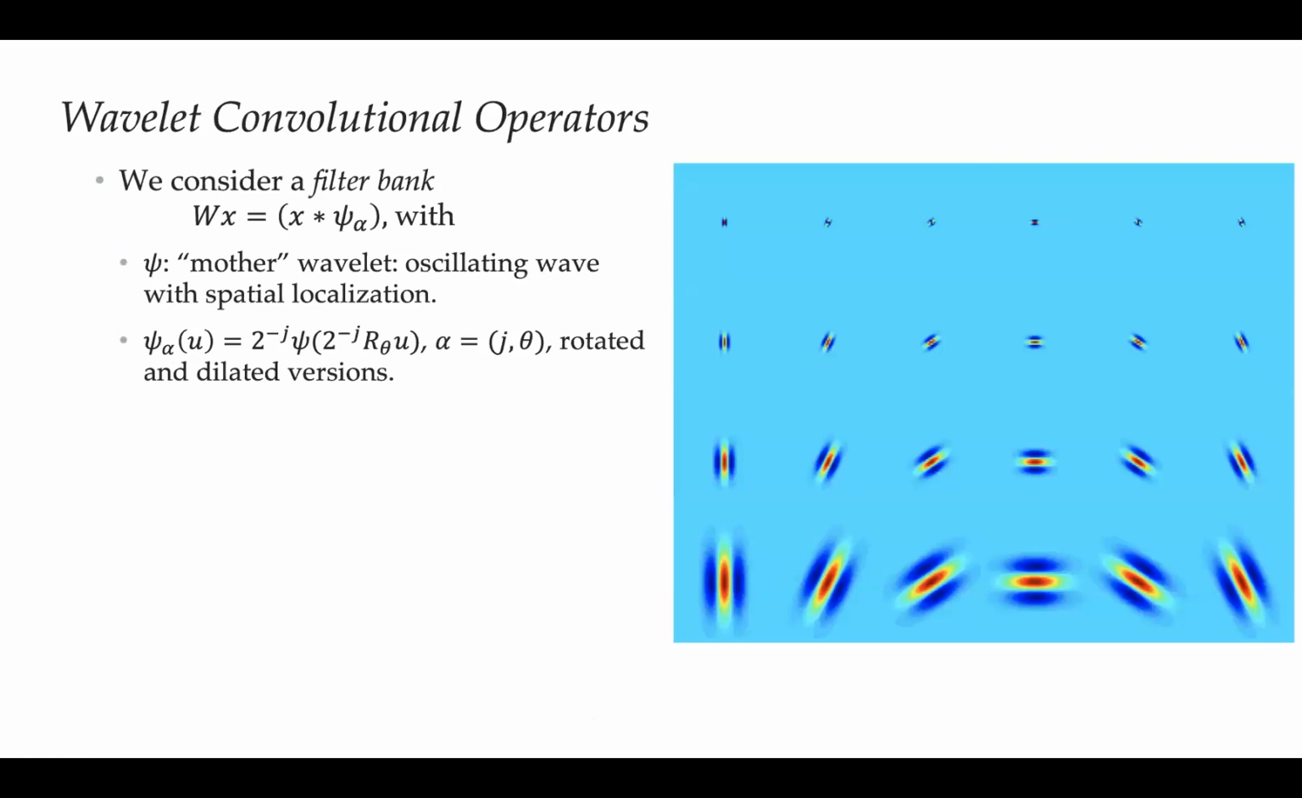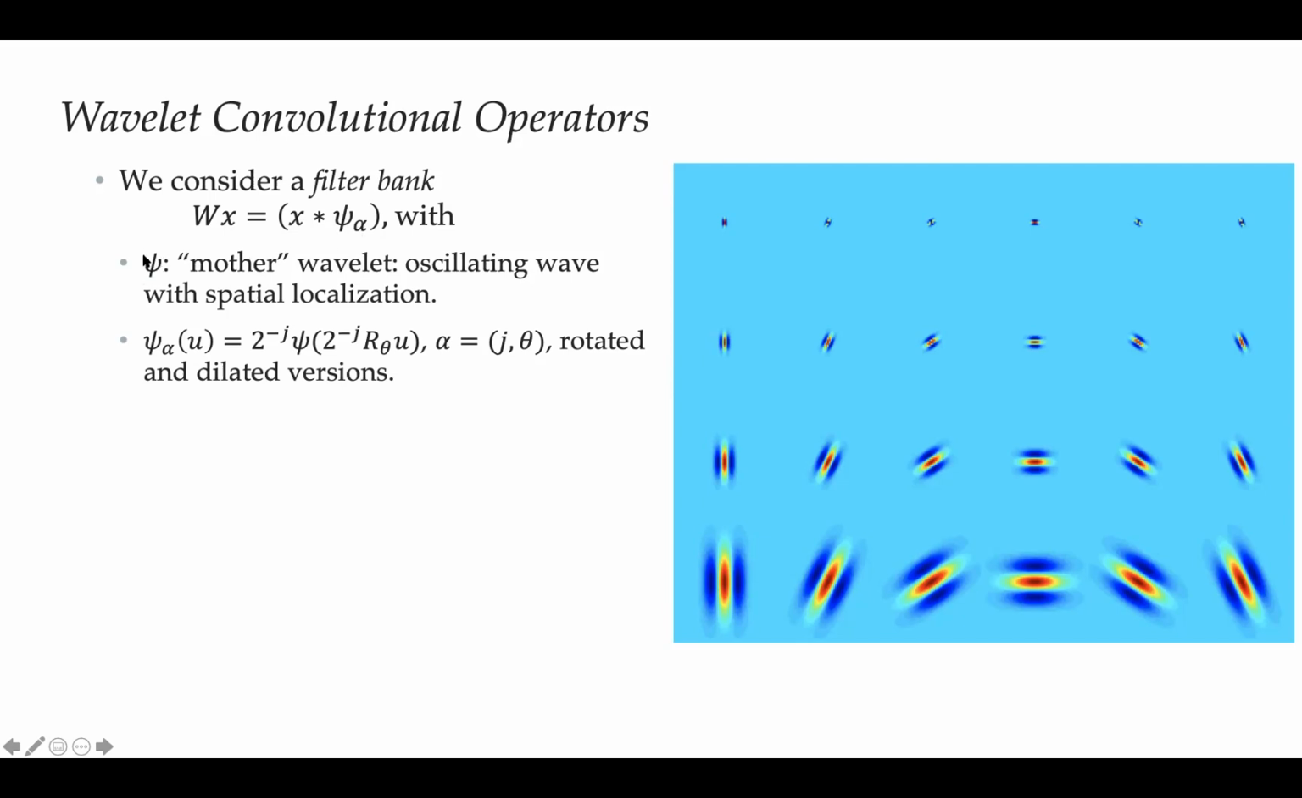And how can we do that in practice? In practice, we can do it with what we call a wavelet convolutional filter bank. A wavelet convolutional filter bank is just a collection of convolutions, where the filters, psi alpha, are all generated from a single mother wavelet, if you want.